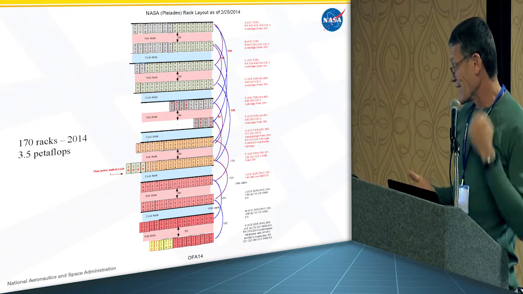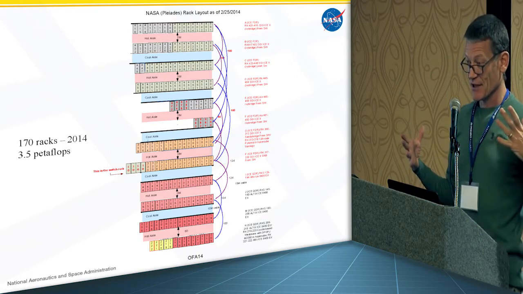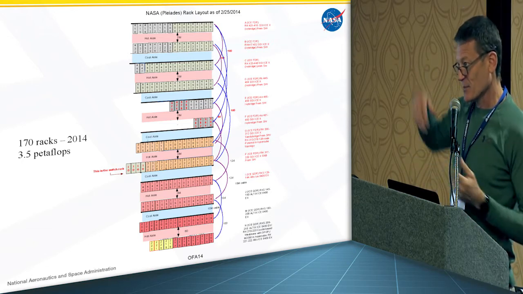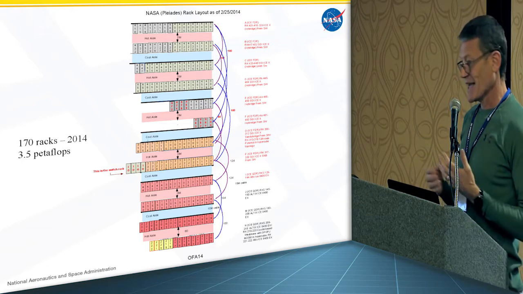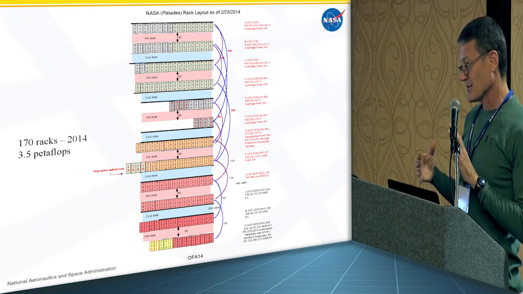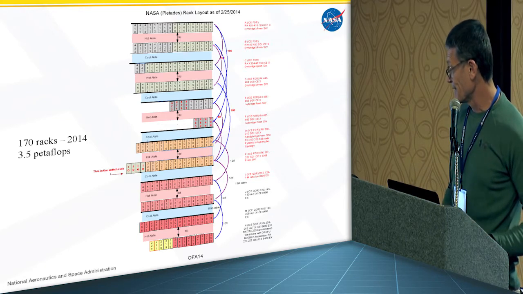And so today it's 3.5 petaflops, still about 170 racks. So in terms of the network complexity, it's about the same as it was at its peak. There's a little bit more in terms of the number of ports and cables. I think there's about 60 miles of InfiniBand cables here.